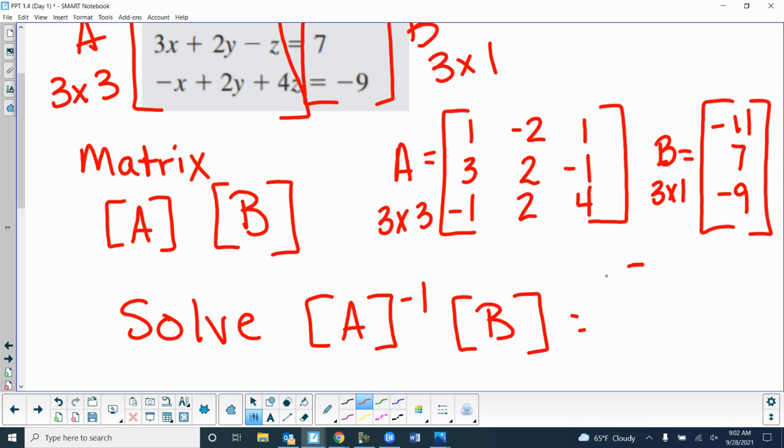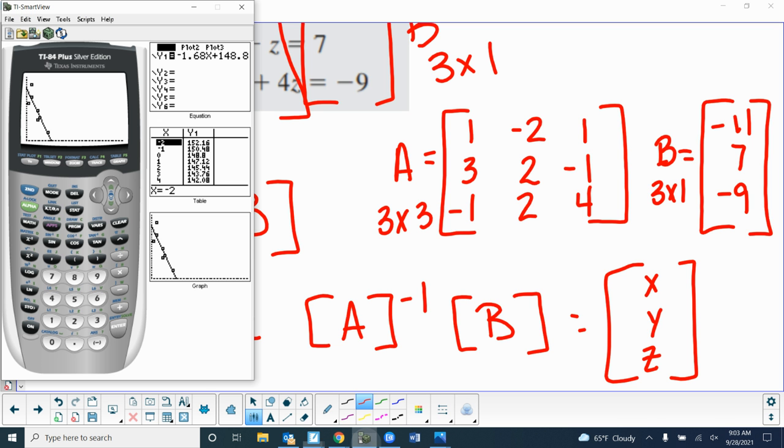It'll give us 3 numbers. It'll look like the B matrix. The top number will be the X answer. The middle number will be the Y answer. And the bottom number will be the Z answer when we're done. All right, so let's go through and do this one.